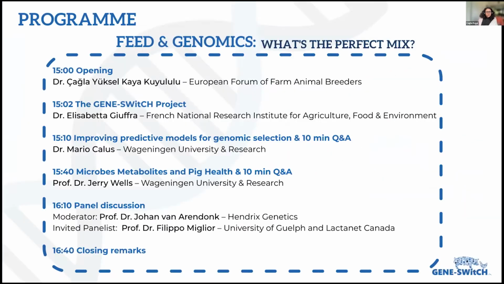And this is the program of today. First I will give the floor to Elisabetta so that she can talk about the GeneSwitch project, which she's coordinating. Then we will give the floor to Mario on improving predictive models for genomic selection. Then we will pass on to Jerry on microbes, metabolites, and pig health. And then we will have a panel discussion led by Johan van Arendonk from Hendrix Genetics and Filippo Miglior from University of Guelph and Lactanet, Canada.